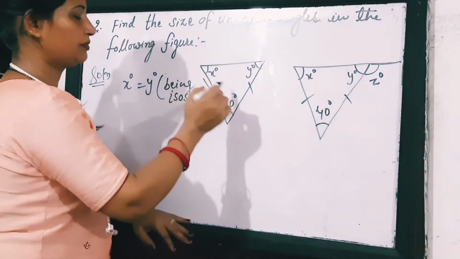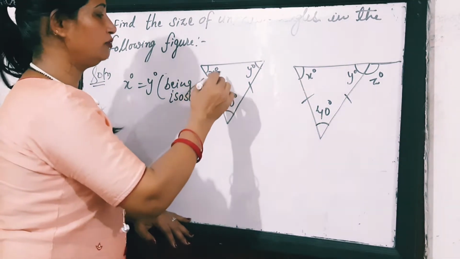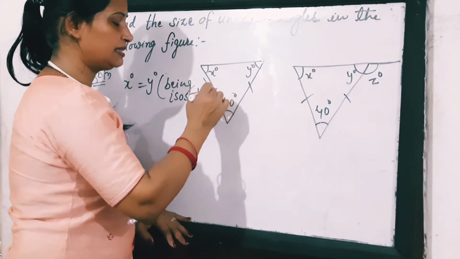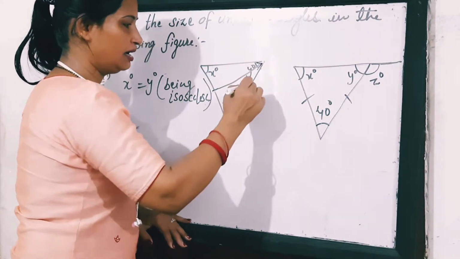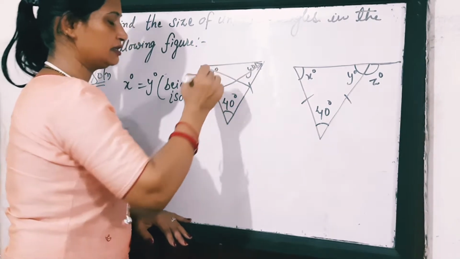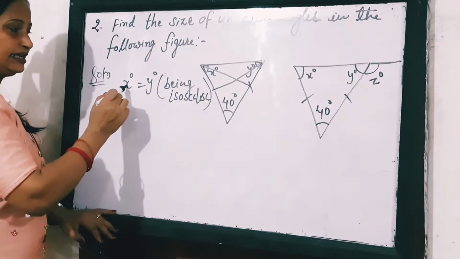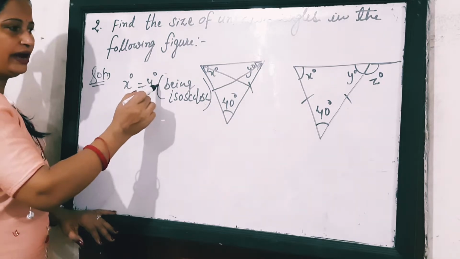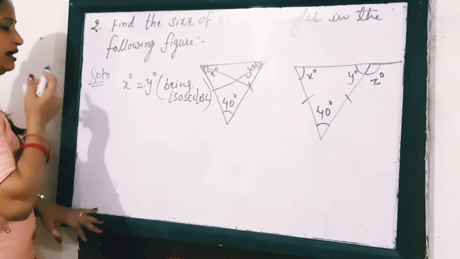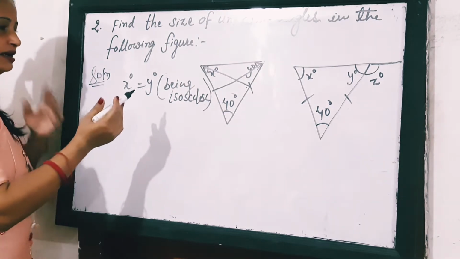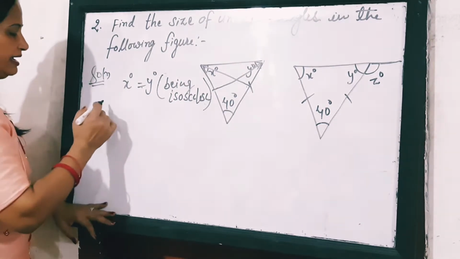Okay, look here. I am going to make you understand. This side denotes the y, and from here it denotes x. So x degree is equal to y degree. X degree is equal to y degree. So we can write x in place of y or y in place of x.